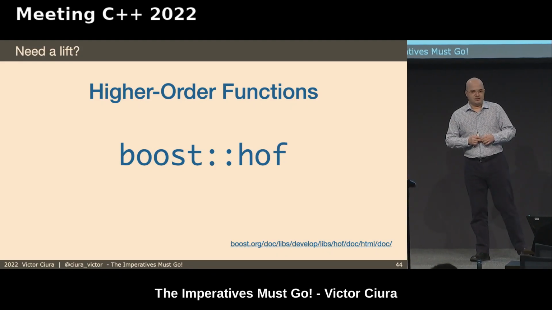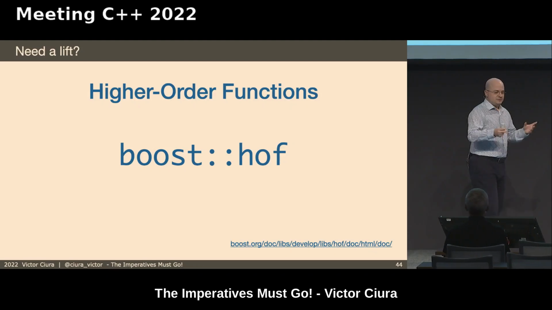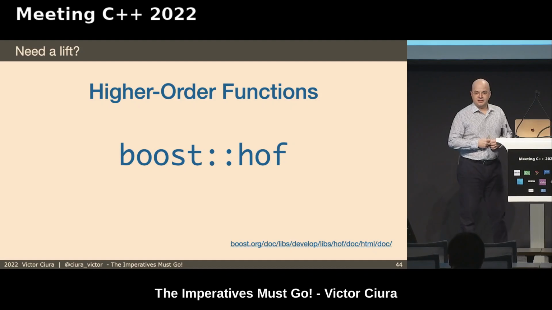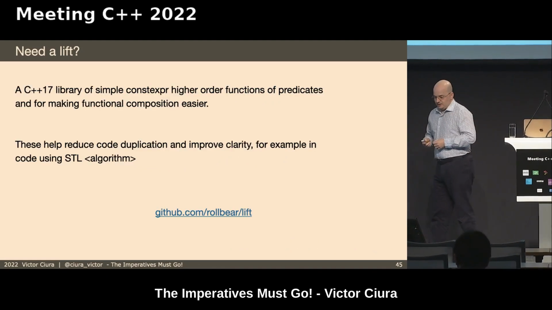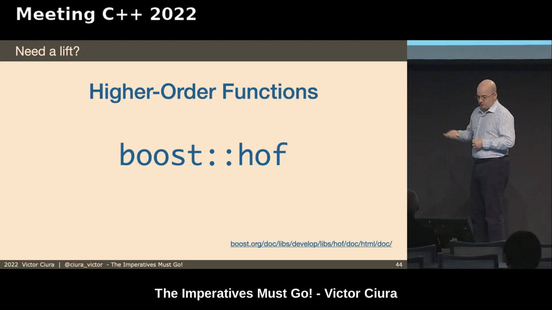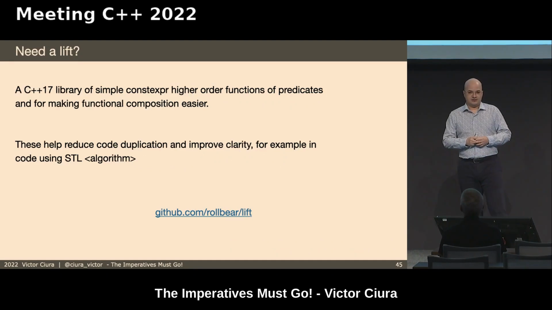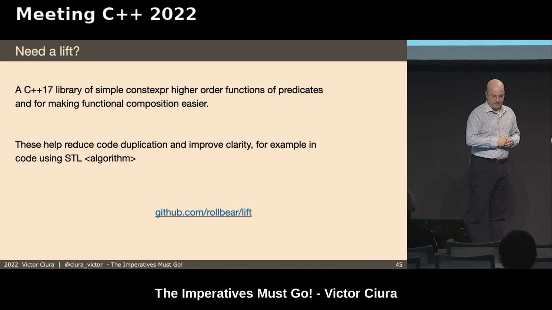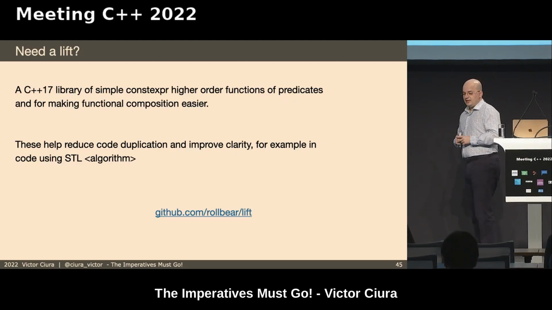If you're using the STL, if you're using the algorithms, if you're using ranges, you're using higher-order functions. If you're providing lambdas or predicates, you are using higher-order functions. I had to mention the Boost higher-order functions library, but I'm going to focus on another library, less known, called Lift by my friend Bjorn. And it's a C++17 library.